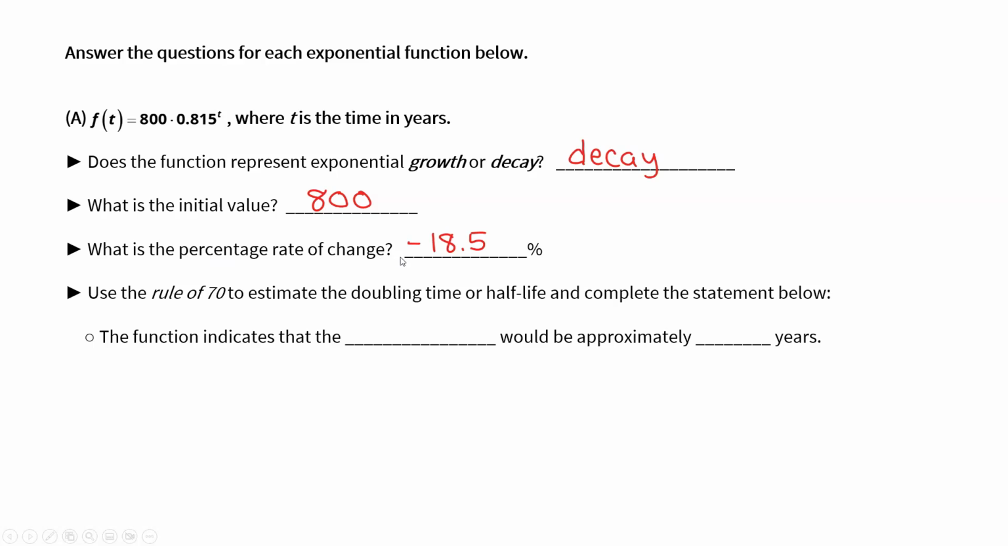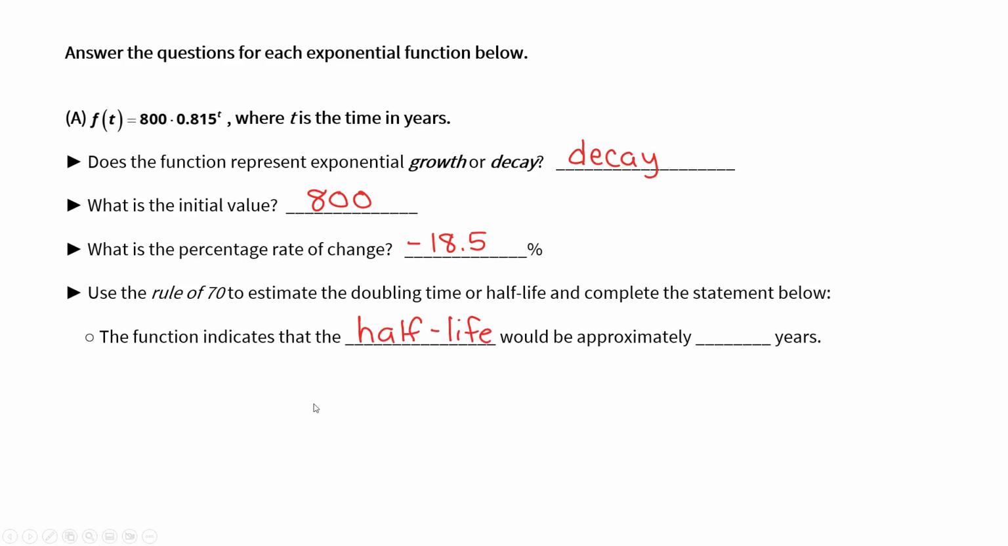Knowing the percentage rate of change, not worrying about necessarily whether it's decreasing or increasing, is what helps you calculate the half-life or the doubling time using the rule of 70. Basically, you take this percentage rate as a percentage, 18.5. You don't turn this back into a decimal. You leave it as 18.5%. And you calculate that by taking 70 divided by that percentage rate of change.